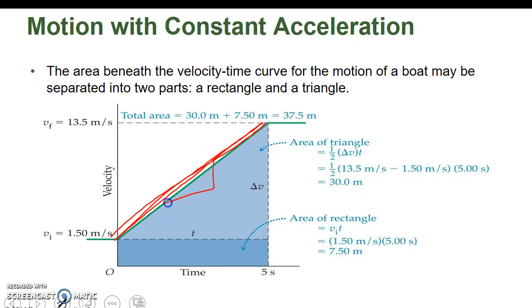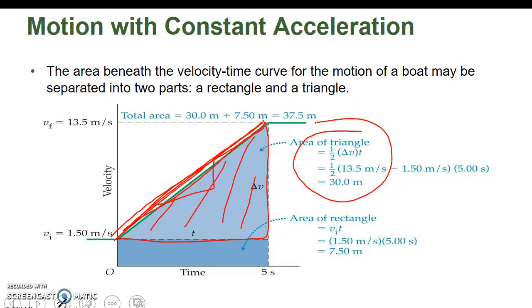Now, the slope of this tells us our acceleration, and we can find acceleration by finding the slope between these two points. But the area under the curve, if we can find the area under this curve, we can then find the distance traveled. So we break the area under the curve up into a triangle, which is this. The area of the triangle is 30. Then we got the rectangle.